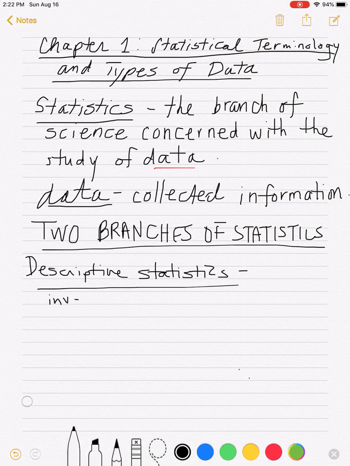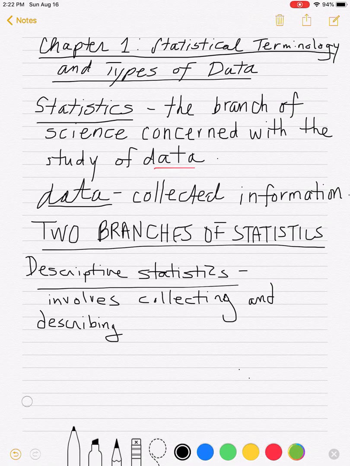It involves collecting and describing data. I'm having trouble with this pen. I've got this iPad mini here with this big old giant stylus. Kind of hard to do.